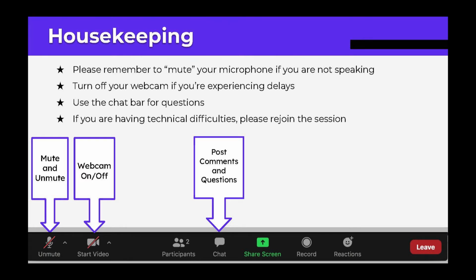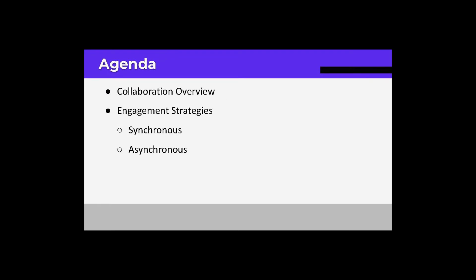Today, what we're going to talk about is collaboration. We're going to begin with an overview and talk about what we mean when we say collaboration, and then talk about engagement strategies, both synchronous and asynchronous. To recap from last time, synchronous means live, in person, kind of what we're doing now. Asynchronous collaboration is time delayed, with people doing things on their own time and not in a live session like this.